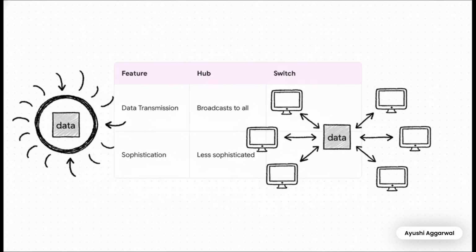Data only goes to the specific device it was sent to, which makes the whole network faster and much more efficient. This slide is really important from an exam point of view, so pay close attention. Where a hub just broadcasts data to all connected devices, a blind broadcast really, a switch actually checks the data packet and forwards it only to the specific device it's intended for. That's why a hub is considered less sophisticated and a switch is considered more so.